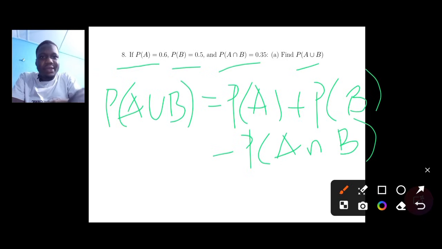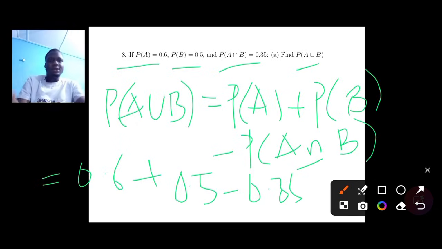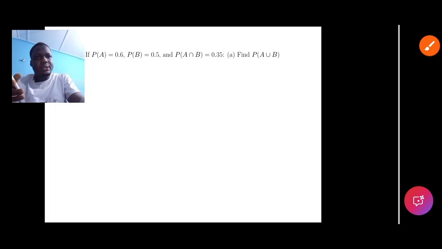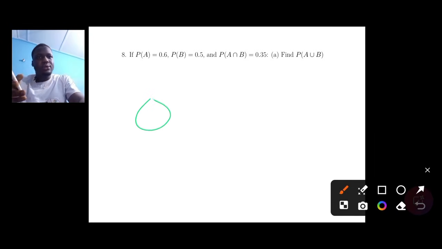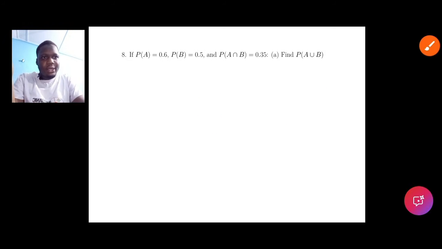Okay, and we are given everything. So 0.6 plus 0.5 minus 0.35. Okay, as simple as that. We are given everything that we need, so you just fix it and you end up getting 0.75. So if you had this answer, you are correct. Okay. I think we are heading towards the last question.